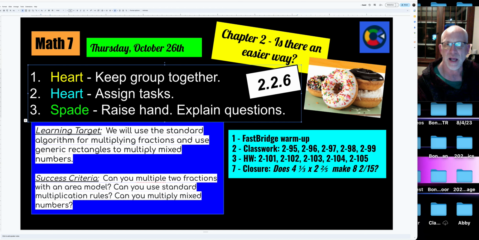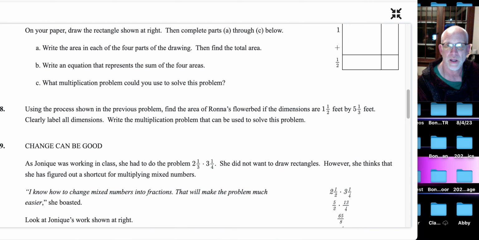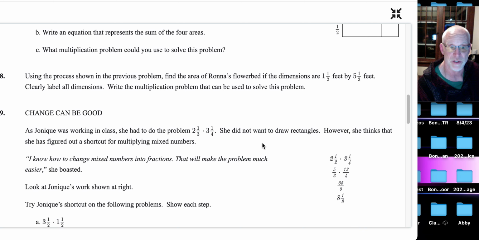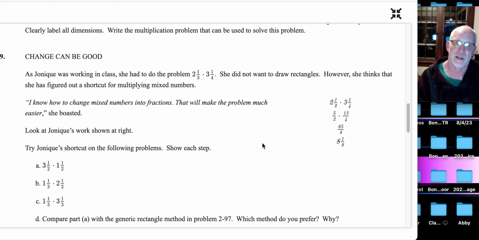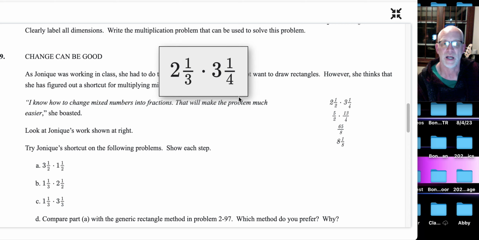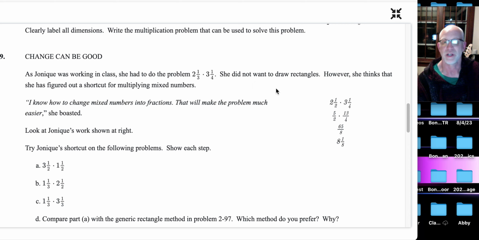And the last one that we're going to do on your own, and then in your small group, and then in the class. As Jonique was working in class, she had to do the problem 2 1/3 times 3 1/4. She did not want to draw rectangles. However, she thinks she has figured out a shortcut for multiplying mixed numbers. She actually boasted, "I know how to change mixed numbers into fractions. This will make the problem much easier." And this is what she did.